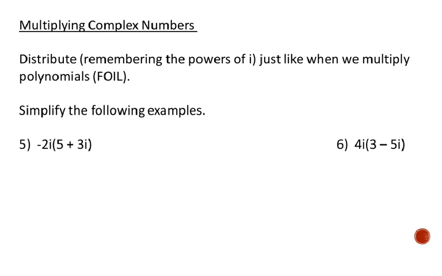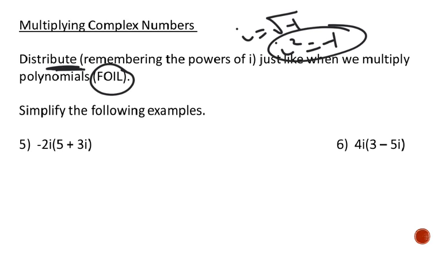Okay, so now we're going to look at multiplying. So it says that we're going to distribute, remembering our powers of i, just like when we multiply polynomials. So we're basically going to use FOIL. But the big thing here where it says remembering the powers of i, remember i is the same thing as the square root of -1, which we just leave, but that means that i squared is equal to -1.